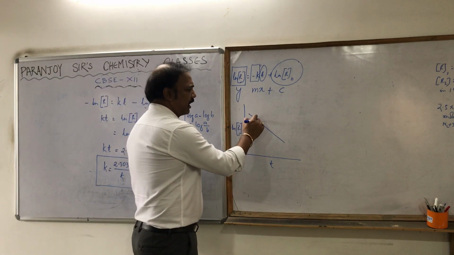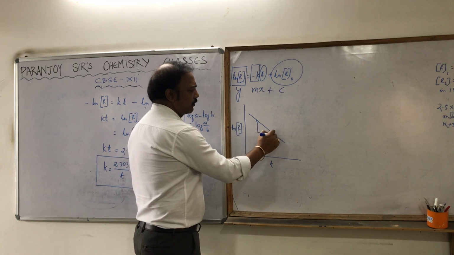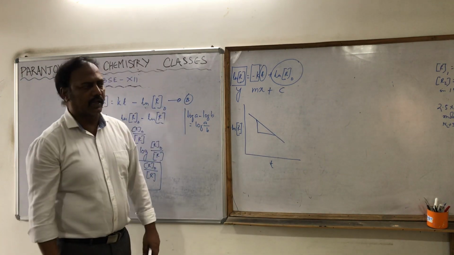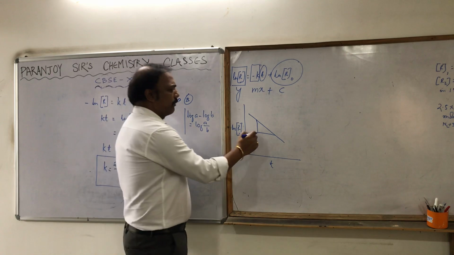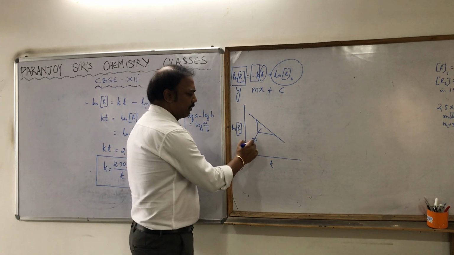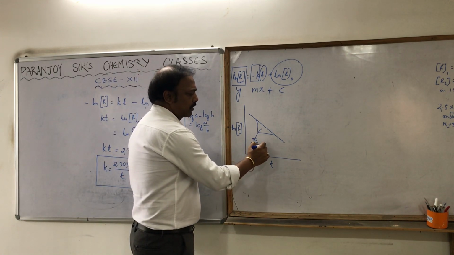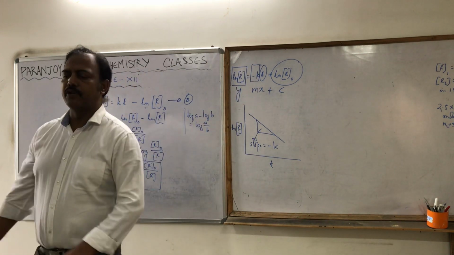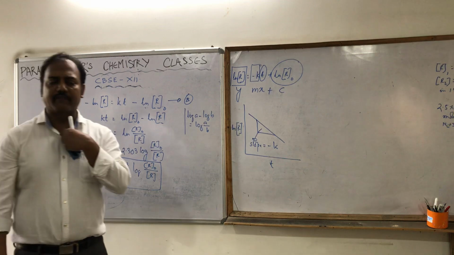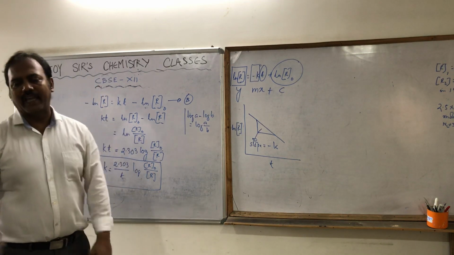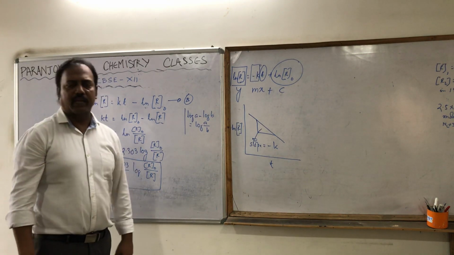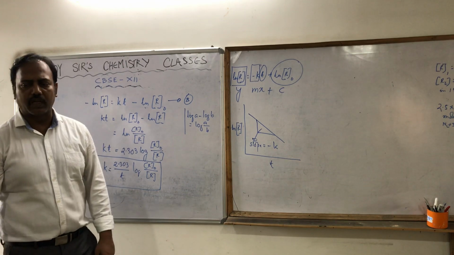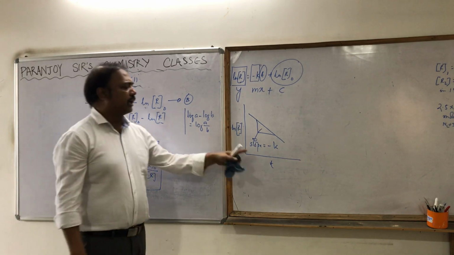Now again, I told you yesterday how to calculate. We are going to draw a right angle triangle. The perpendicular by base of this will give us the value of the slope, and that slope is nothing but minus k. So if we know the slope, we can find out the value of k. Okay, fine. So k is known. So k can be graphically also calculated by plotting ln R versus t.